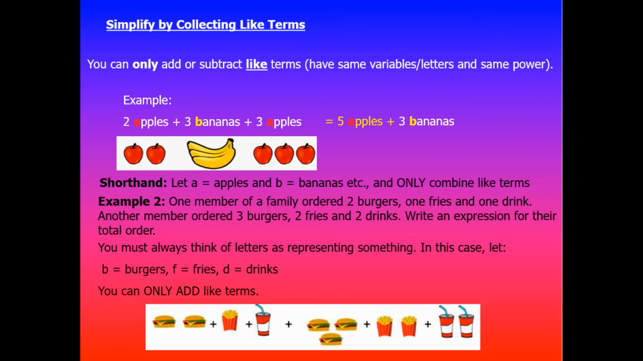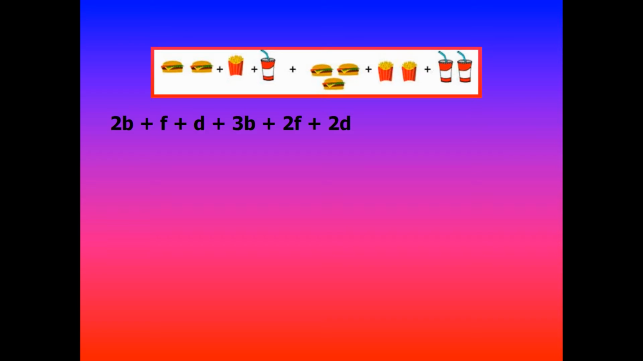So we can combine burgers together. So 2 burgers plus fries plus drinks, plus 3 burgers plus 2 fries plus 2 drinks, and then we can get the total 5 burgers. As you can see here, the total is 5 burgers, 3 fries and 3 drinks. So how did we do that? Just by grouping the like terms, we can simplify the algebraic expression.